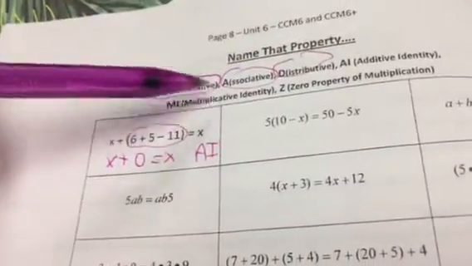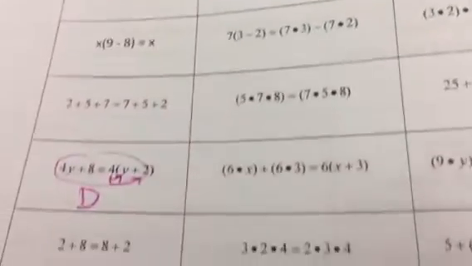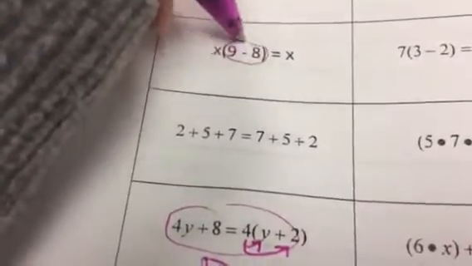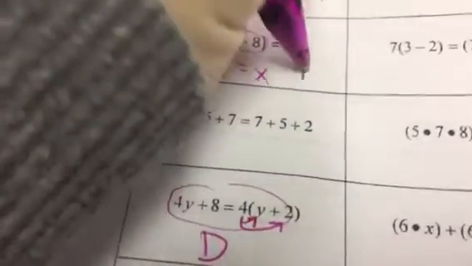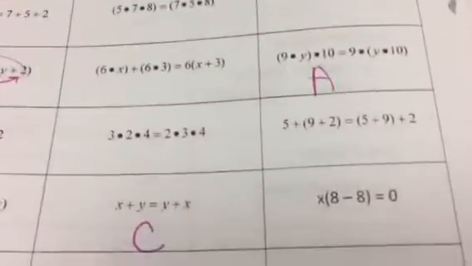Multiplicative identity, MI, is when you multiply something by 1, the number still equals itself. So let's see if we can find one of those. I think I put 1 on here, so we might just have to look for it. There it is. If you subtract in here, you get 1. So that means x times 1 equals x. That's multiplicative identity. And the 0 property means if you multiply something times 0, you get 0. So if you subtract 8 minus 8, you get 0. Anything times 0 will always equal 0. So that's the 0 property.